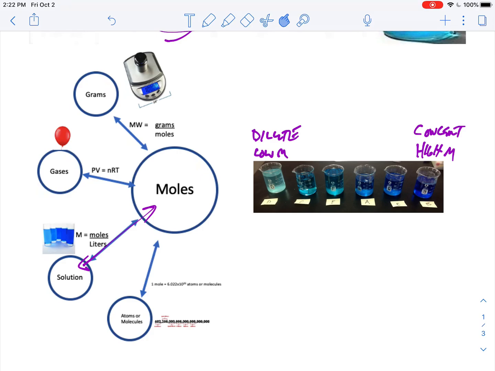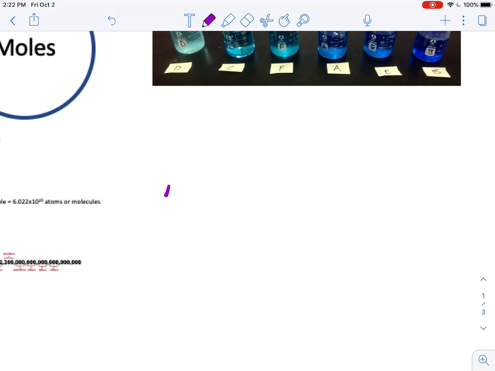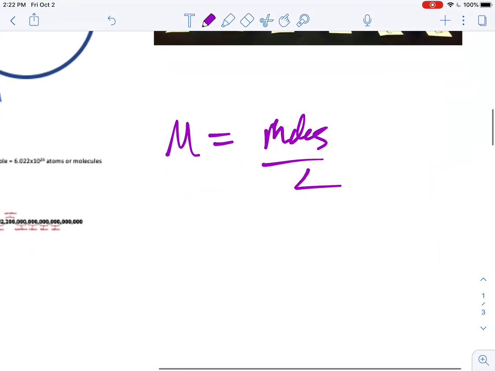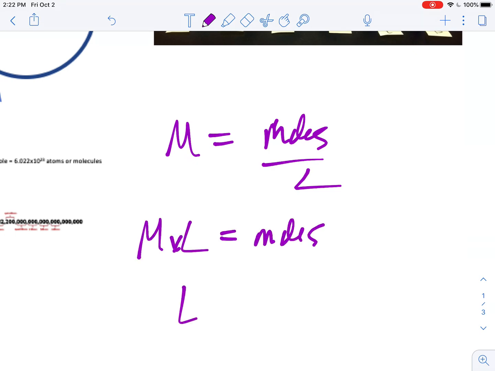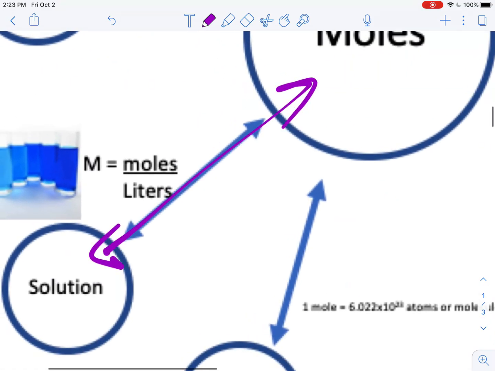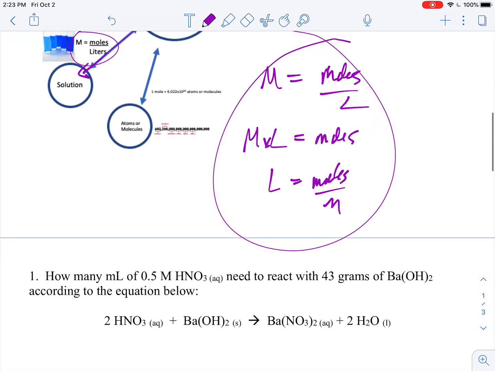The equation that is used for this is that molarity is equal to the moles per liter. So if you know molarity, moles, and liters, you can figure out what that relationship is. Or if you prefer, molarity times liters is equal to moles, or liters is equal to the moles per the molarity, however you want to go about doing these problems. All three of these are the same equation: molarity is equal to moles per liter.